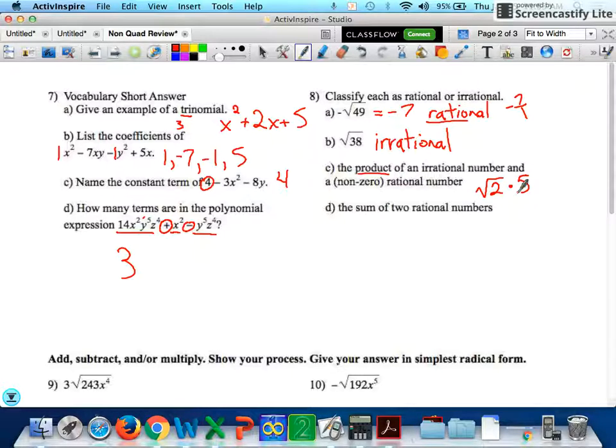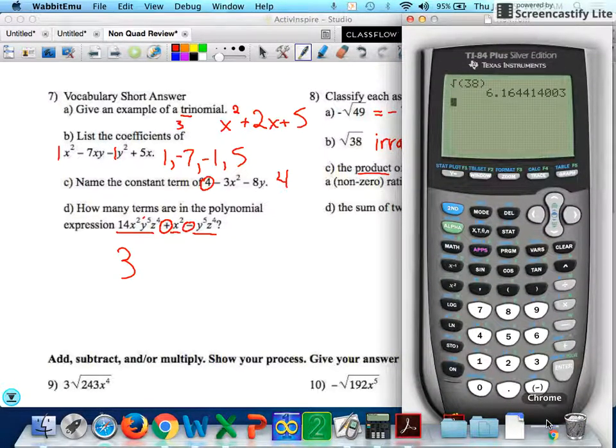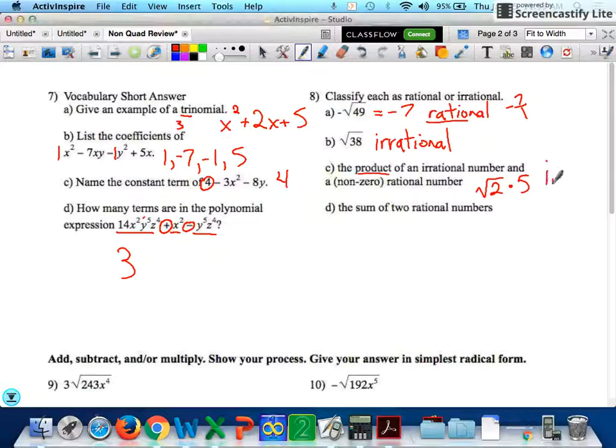Non-zero meaning don't pick 0, that will mess this up. Also, you can just memorize this as part of your notes. It was on the review, and something like it is probably going to be on the test. Well, when I multiply those together, I'm going to get 5 times the square root of 2. And that looks like an irrational number to me. It's crazy. It's not got any set pattern. Therefore, I have concluded this is irrational.